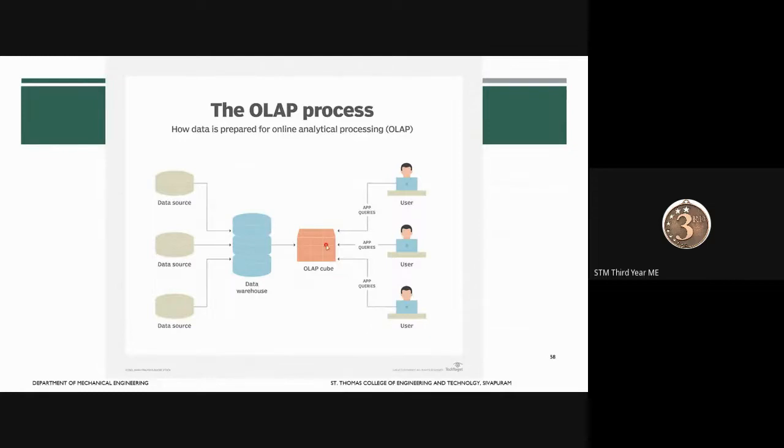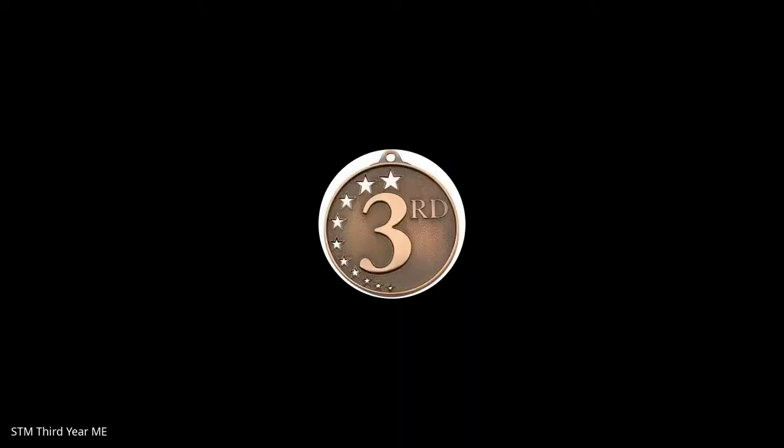And from that OLAP cube, regarding the application queries, there are three users shown here. They'll be giving queries depending upon the keywords they type in. That is what you are doing in Google itself. Google is a mass collection of data, right? And when you type a particular keyword under the search bar, you obtain the data regarding that. In the same manner, here also the user types in a query or a keyword, and the relevant data is obtained from the OLAP cube.